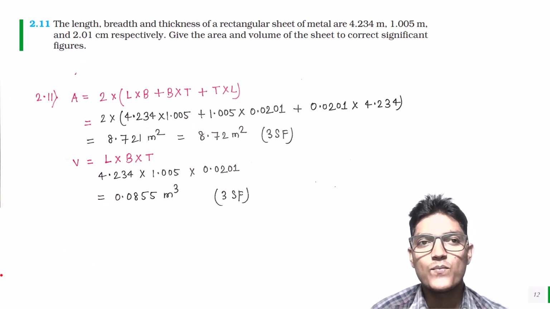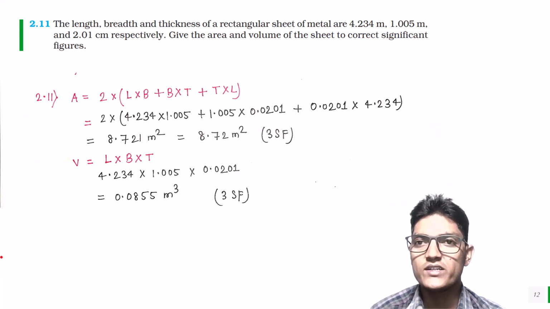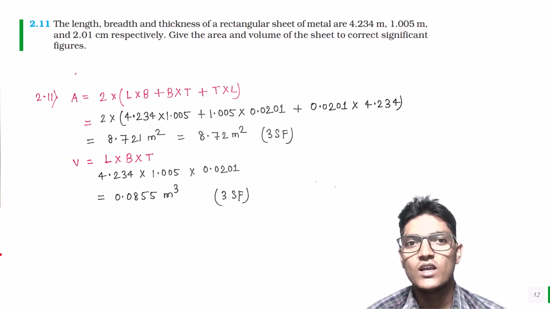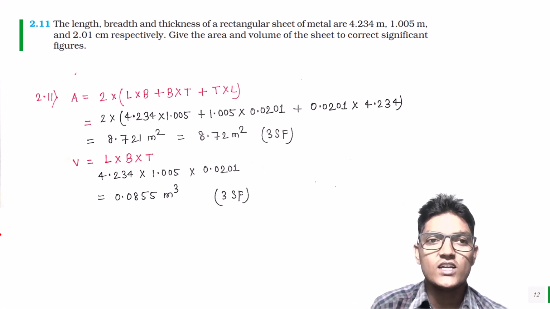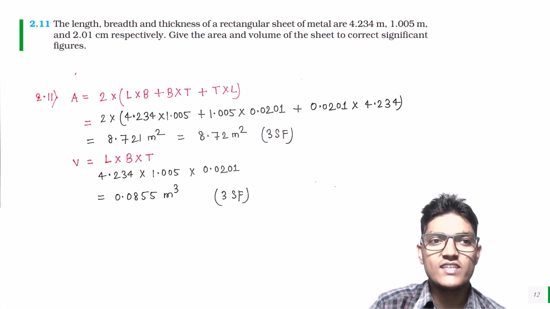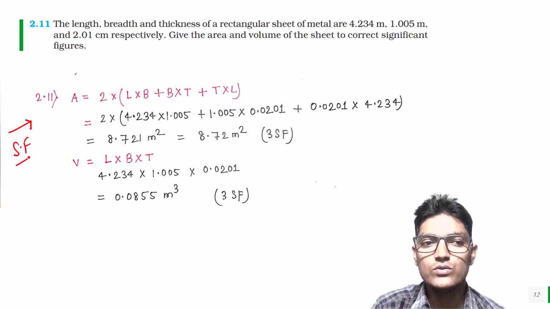Next question: the length, breadth and thickness of a rectangular sheet are given as 4.234 meter, 1.05 and 2.01 respectively. We have to give the area and volume of the sheet to correct significant figures. So what is the formula for area? I think we solved this question earlier when we were discussing the significant figures question in the previous video.